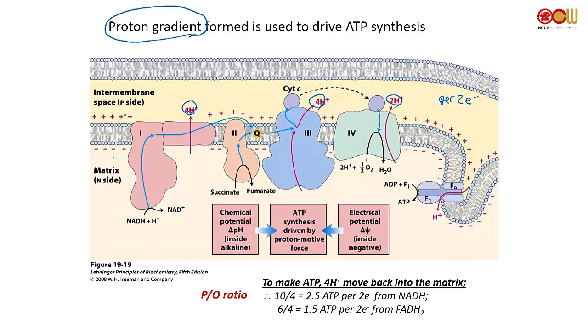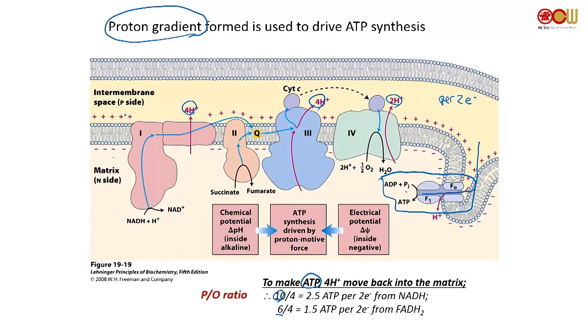So you get a total of 10 protons for using complex 1. You get a total of 6 protons for using complex 2. Now, to make ATP using the ATP synthase right here, every time 4 protons, actually the number is not exactly 4, but we usually just say 4 because 4 is a good number. It's a round and even number.